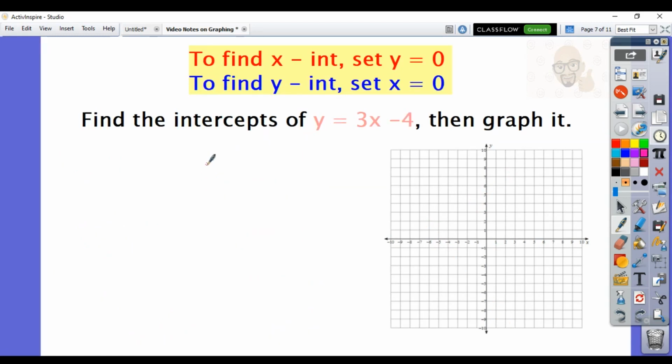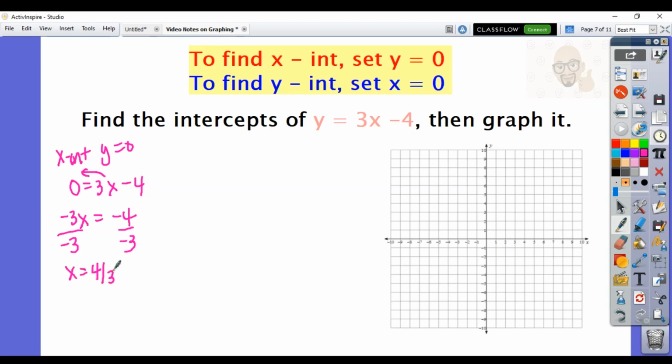Continue. Find the x and y intercepts of y equals 3x minus 4, then graph it. Okay. So again, to find the x-intercept, y must be equal to 0. So 0 equals 3x minus 4. I'm going to move this one to the left. Negative 3x equals negative 4. Divide by negative 3, divide by negative 3. So therefore, x equals 4 thirds. So therefore, the x-intercept is (4 thirds, 0).